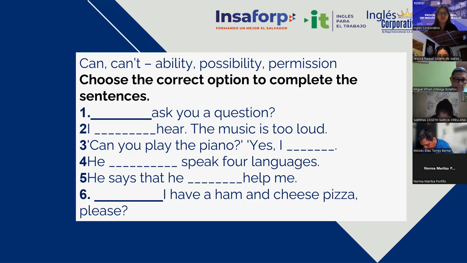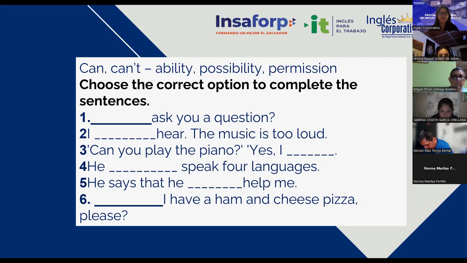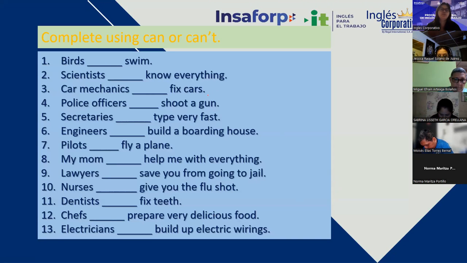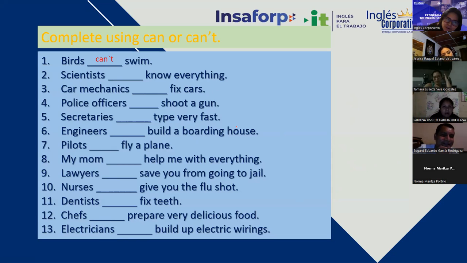Okay, now ready to go to the next exercise here. So we're using can or can't, right? To complete the sentences. Number one, birds can swim or can't? Can't, right? Birds can't swim. Scientists can't know everything. Car mechanics can fix cars.